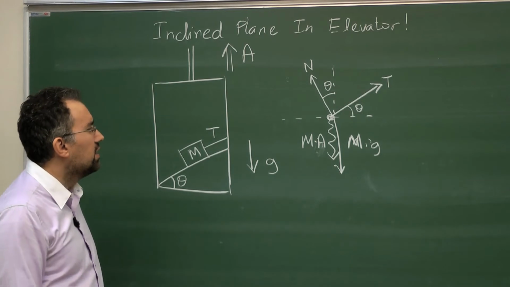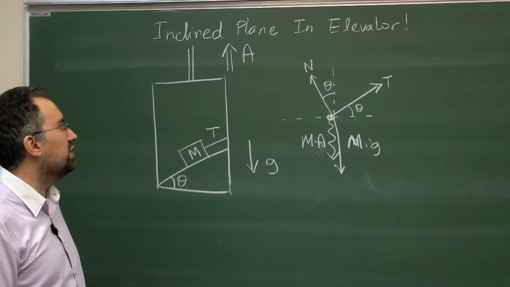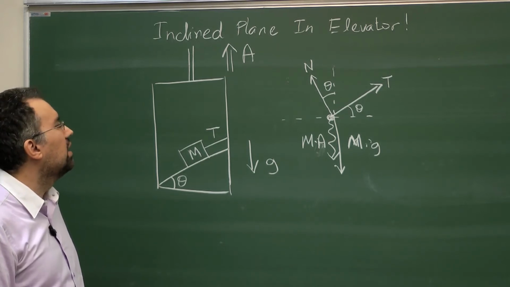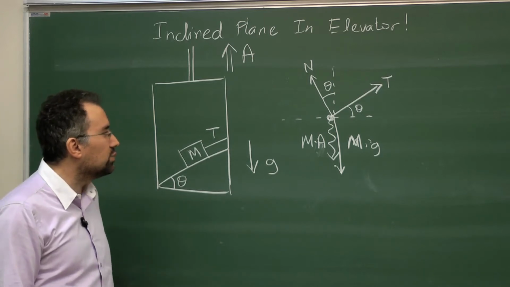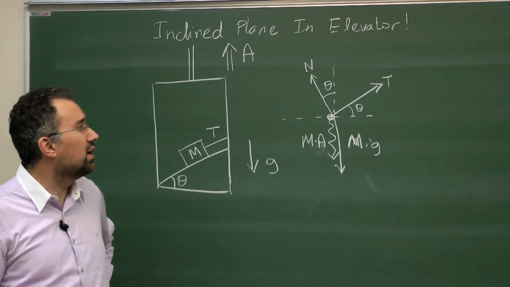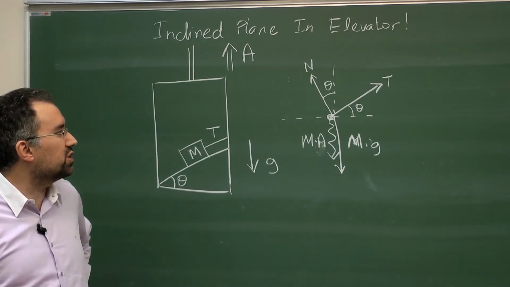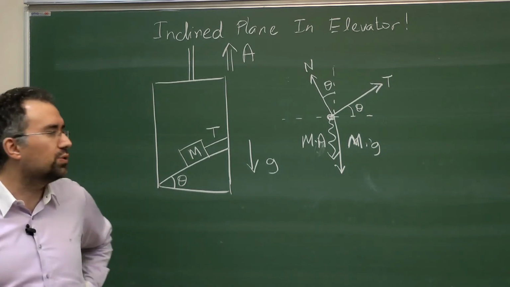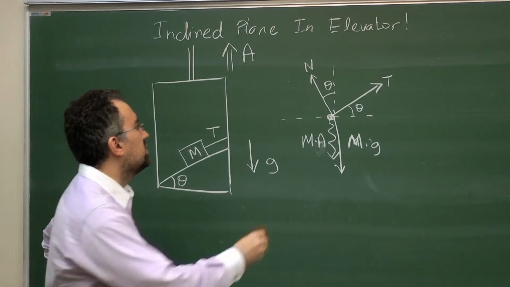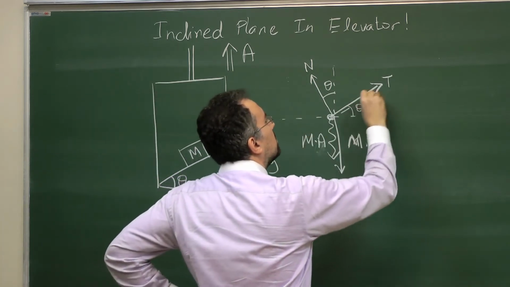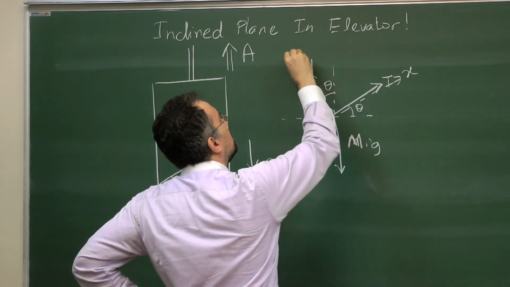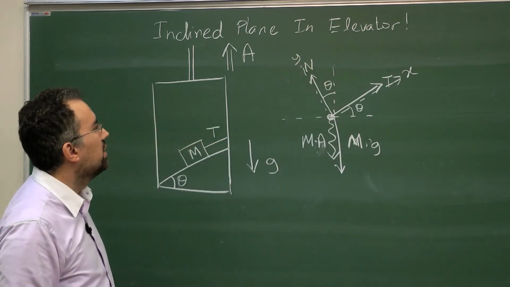Now, I need to write two equations. I can do it a lot of ways. I need to choose my x and y axes. On which axes am I going to project the forces and write down my equations is the question. One good choice for this is choosing this as my x direction and this as my y direction.